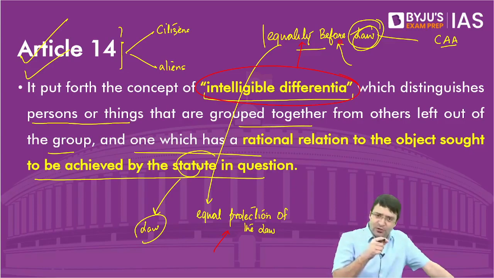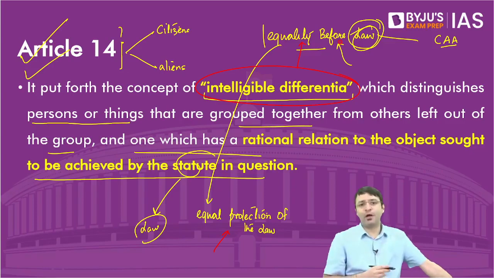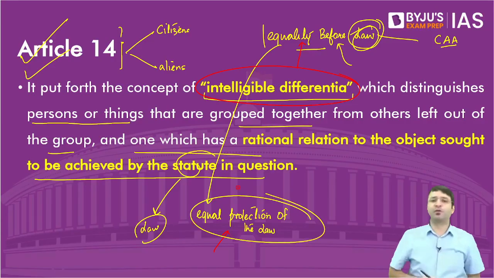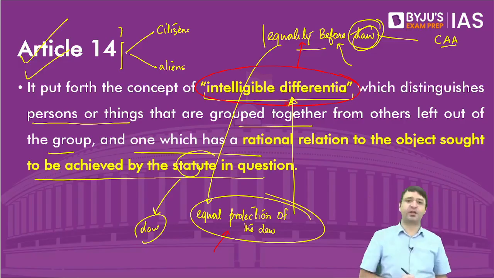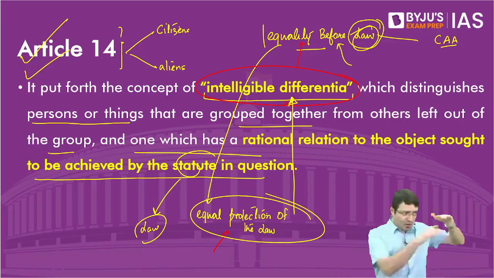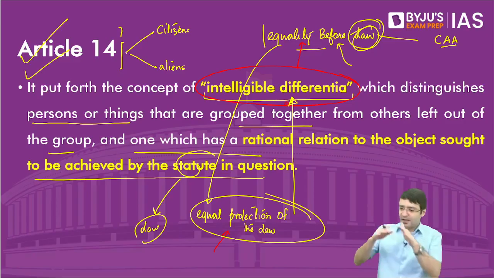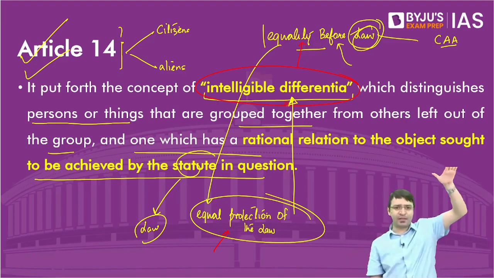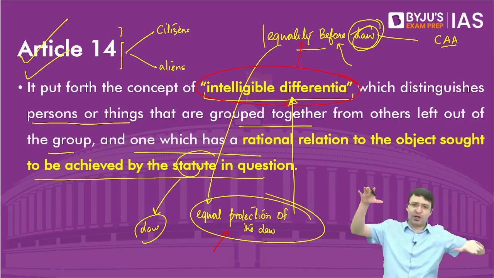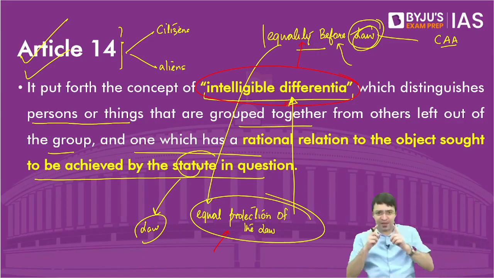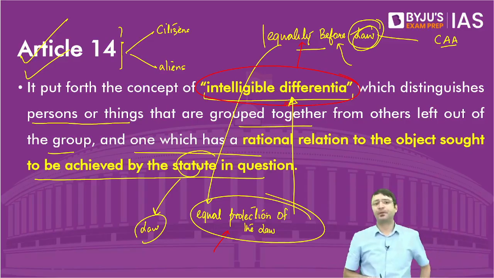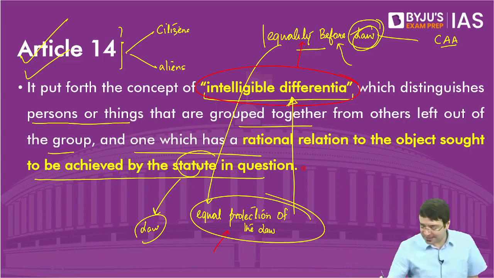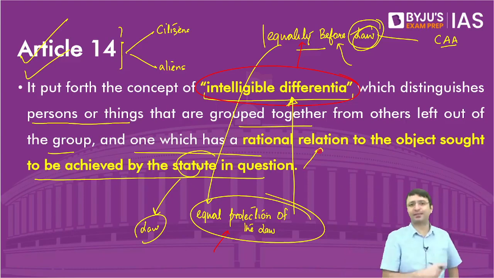Article 14 not only talks about equality before law, it talks about equal protection of the laws. And in equal protection of the laws, there can be intelligible differentia, which distinguishes persons or things, and these persons or things are grouped together from another group. So all the minorities are in one group. The majority community is in another group. And we will give protection to the minority, to one group, not to the other. And this is what we call a rational relation to the object.